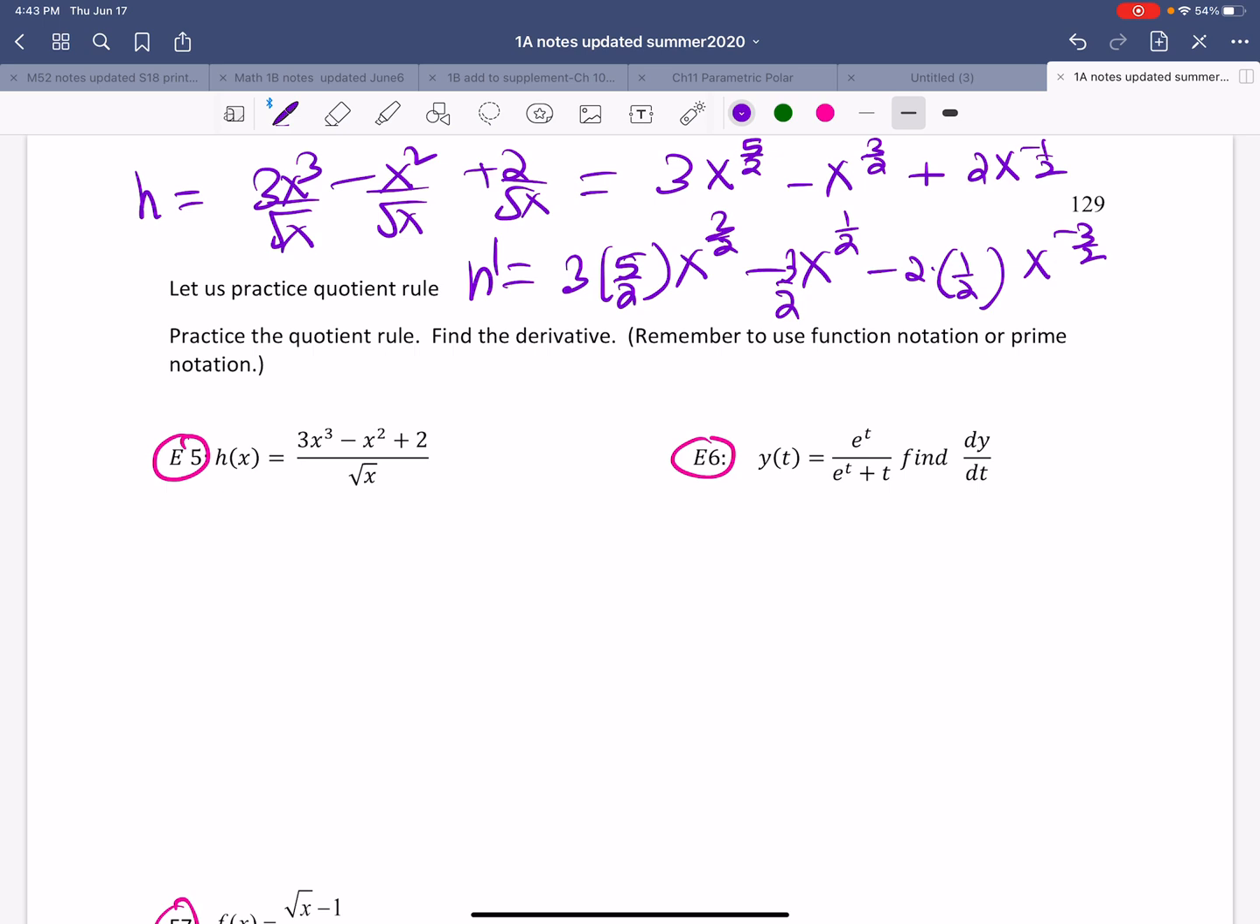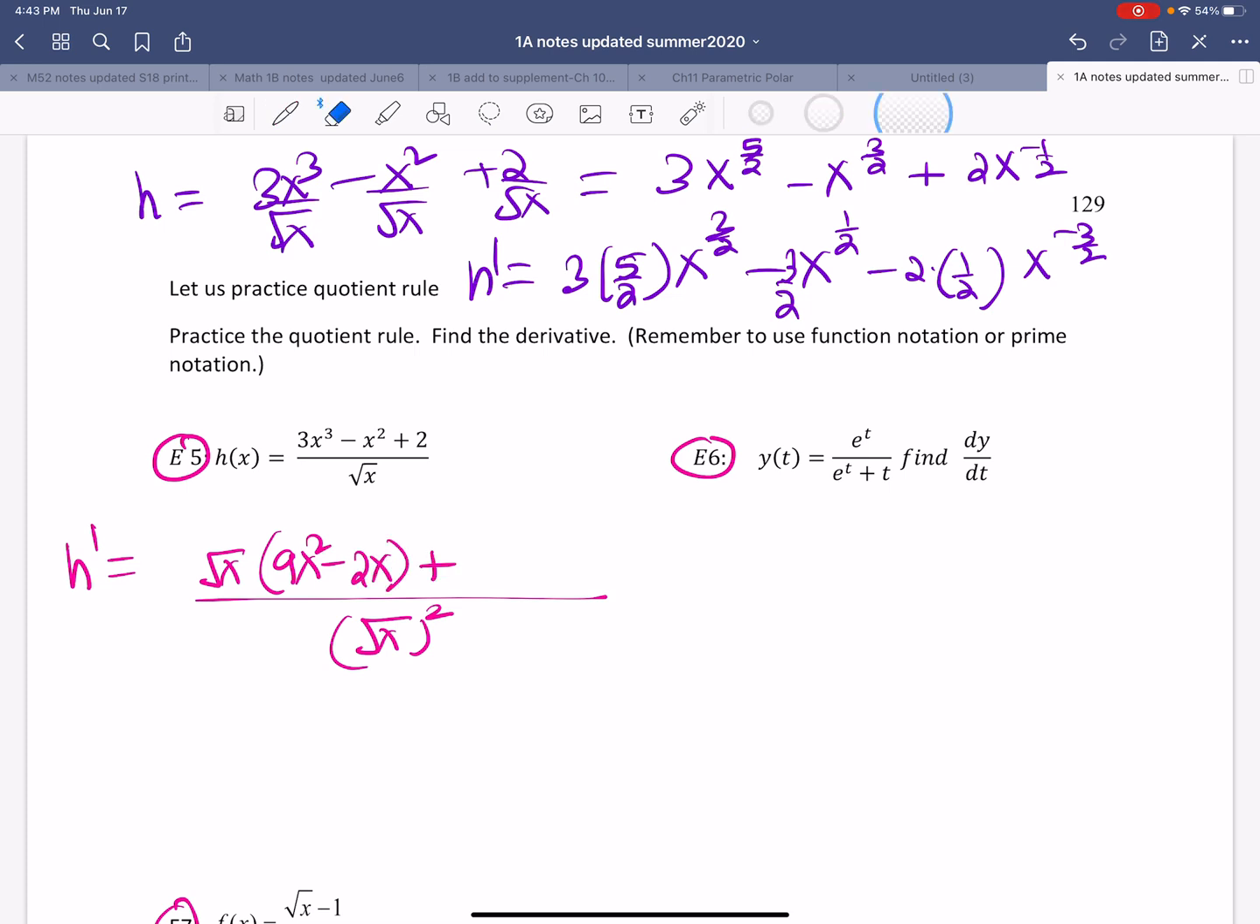Or if you prefer, you can go ahead and use the quotient rule. So h prime would be low squared in the denominator, lower term times derivative of higher term, low d high, 9x squared minus 2x. Not plus here, it's going to be minus 3x to the third minus x squared plus 2, and multiply with the derivative of the lower term, which is going to be 1 over x to the power 1 half. It's going to be 1 over 2 square root of x.